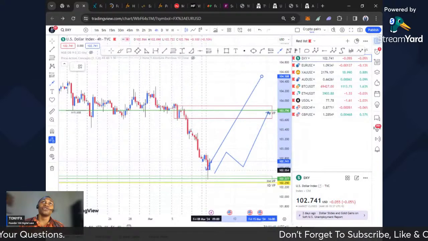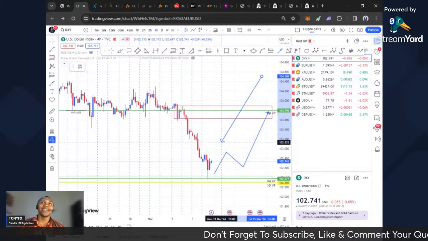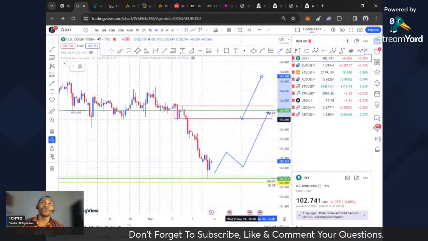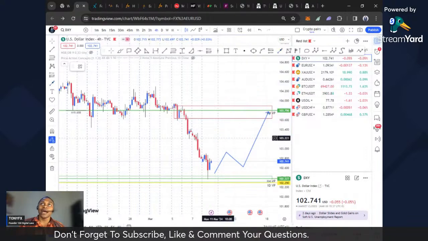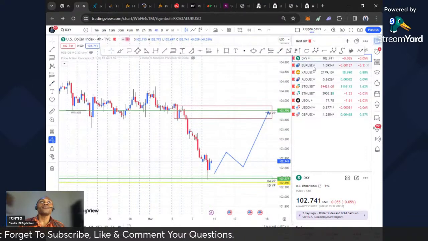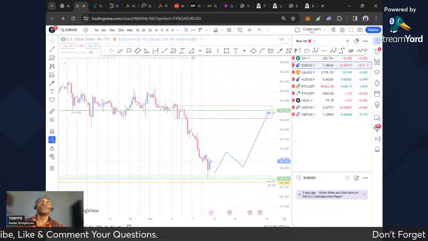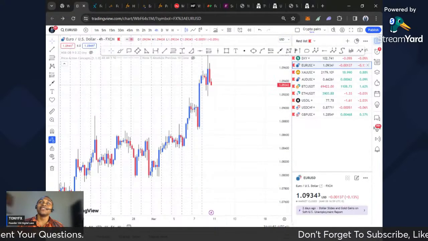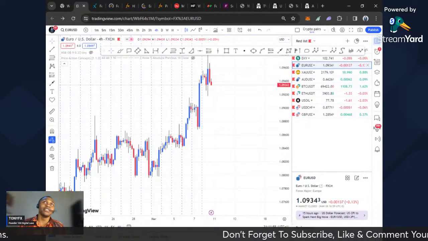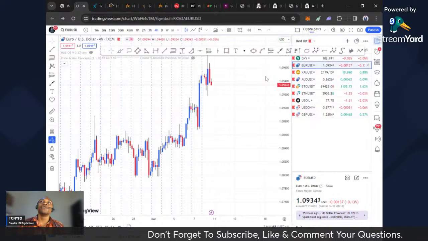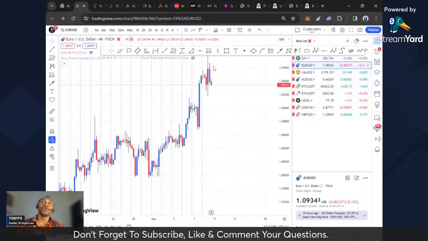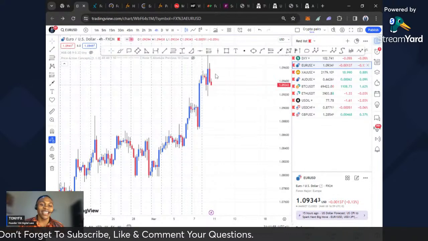So currently the dollar is going to gain some strength. It's going to gain some massive strength this week. So I'm expecting buys for dollar pairs. When it comes to Euro USD, it is 80% correlated with DXY. So if DXY is going down, Euro USD will be going up. If DXY is going up, Euro USD will be going down, because it is inverse.